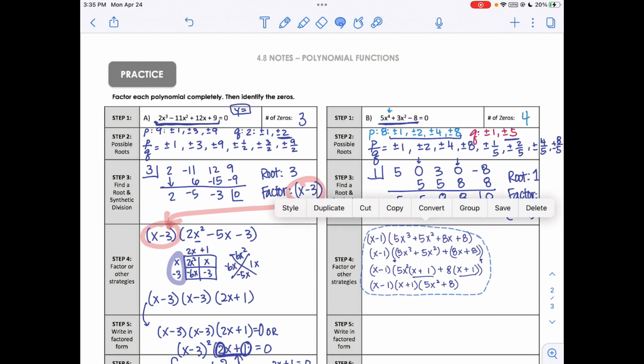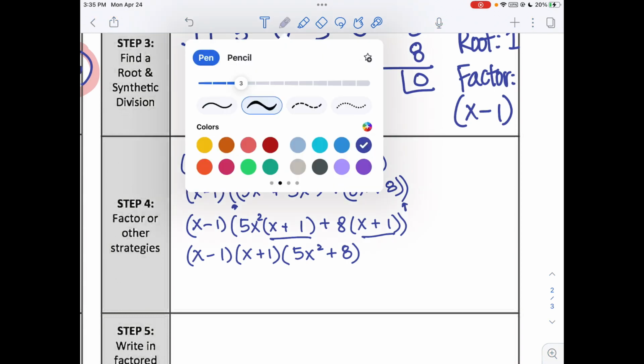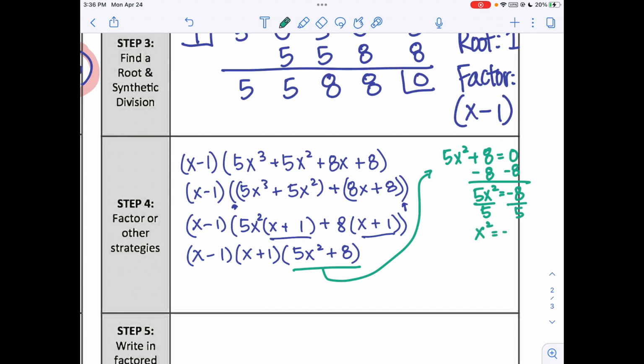Now we still need to find a root for 5x squared plus 8, so I'm going to shrink it down just a tad so I have some room to do one more factoring to figure out the roots of 5x squared plus 8. So 5x squared plus 8 is going to equal 0. We're going to subtract 8 on both sides. Then we have 5x squared equals negative 8. Divide both sides by 5. We get x squared equals negative 8/5.